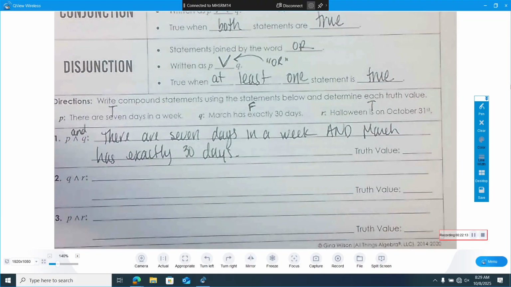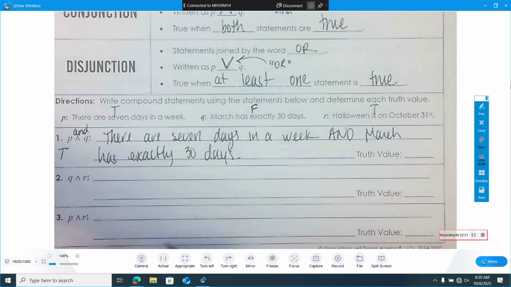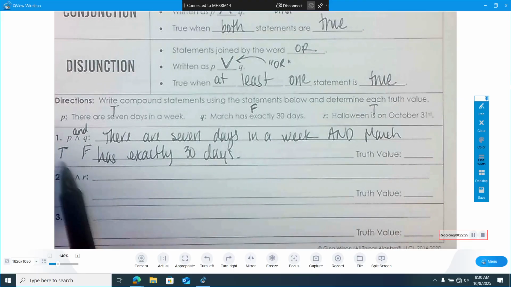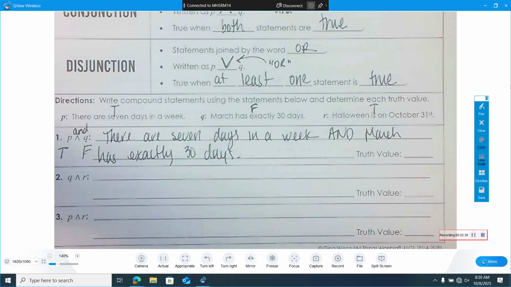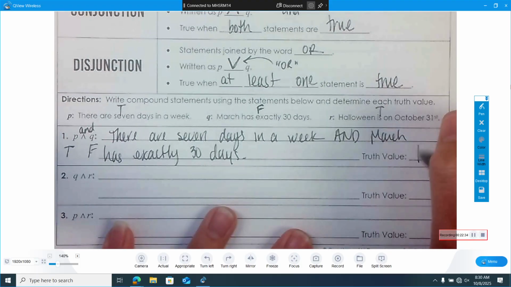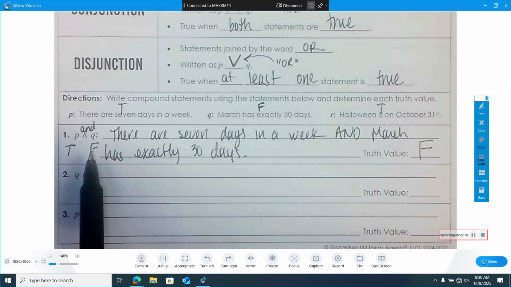All right, so there is our conjunction, and we said that statement P was true, and statement Q we discussed was false. What is the truth value of this conjunction, both together? False is correct. The total truth value is false. And in an and statement, both things have to be true for the compound statement to be true.